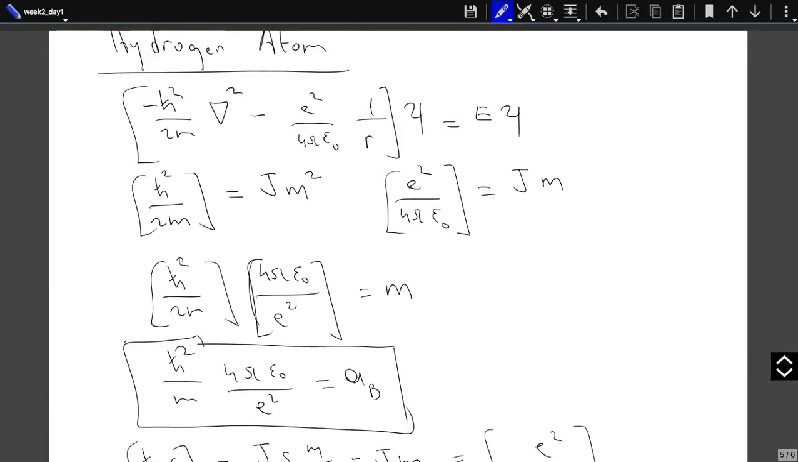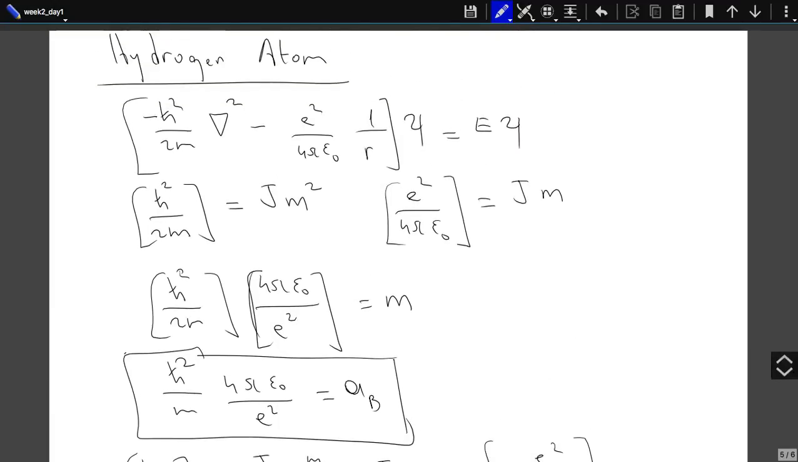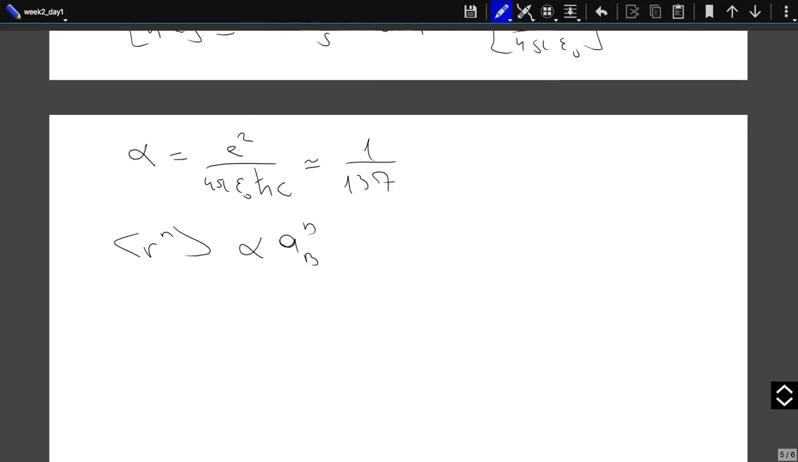Now, I said that you can write the Bohr radius in just one line. This is more than one line. Let's write it down in just one line. I will use this definition of alpha.